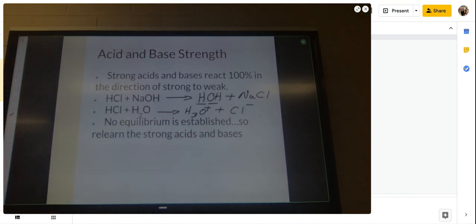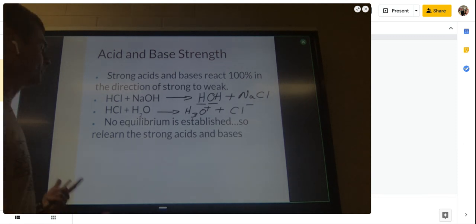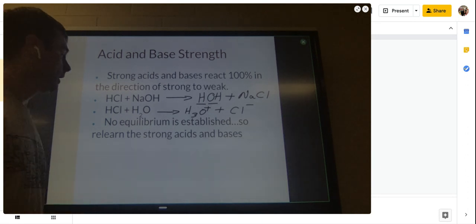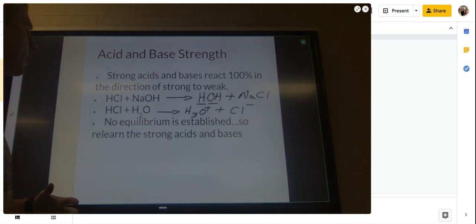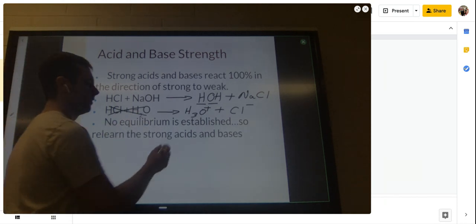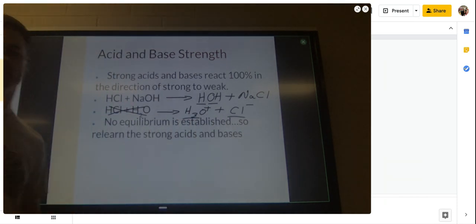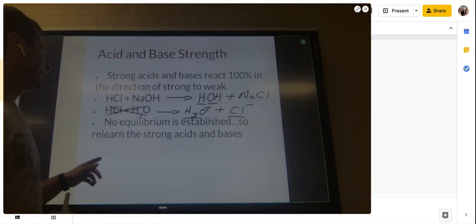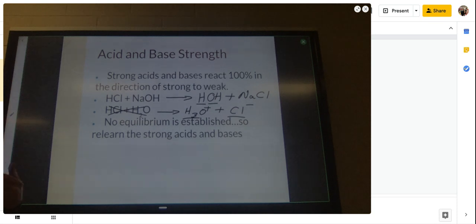Strong acids and bases will always do this where they react 100%. So if I grab a jar of HCl and water, I don't know why it's a jar, but it's a jar, and I looked in that jar, there would be 0 of this stuff and 100% of those guys swimming around. So that's the idea, okay? That's strong acids. Now, we need to relearn the strong acids and bases because finding the pH is going to be our goal. And when we find the pH of a strong, it's way different than finding the pH of a weak.